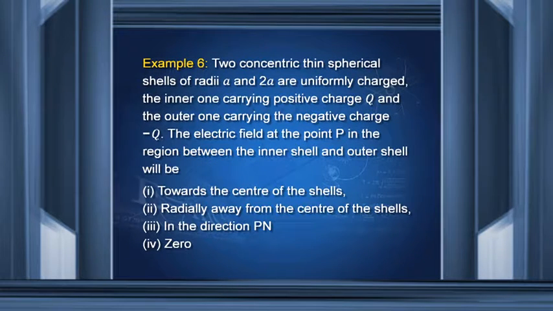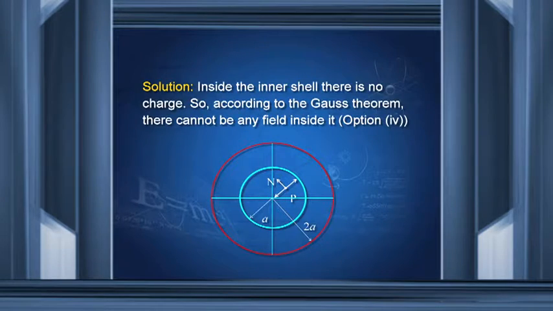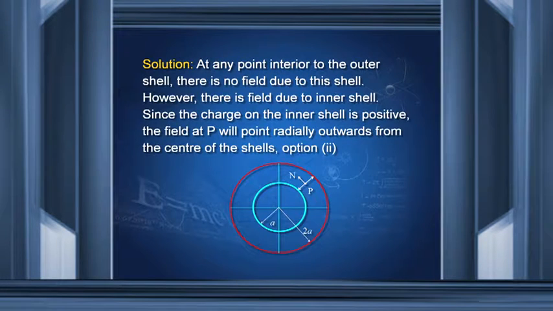Now, we take the same thing, 2 concentric thin spherical shells of radii a and 2a, and again uniformly charged, the outer one carrying a charge minus q, the inner one carrying a charge plus q. And again we want to find what happens at the point P, which is now within the 2 shells. Earlier it was within the inner shell, now the point P is between the 2 shells. So, what do we do? We draw a Gaussian surface through P, and what happens?